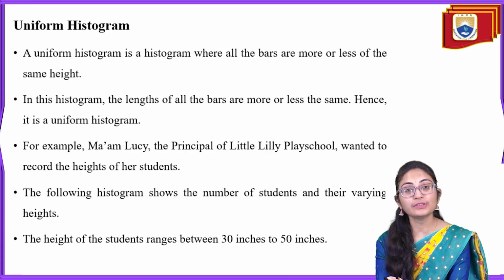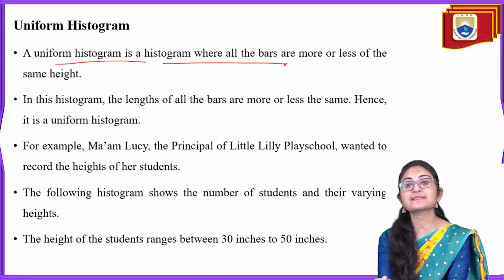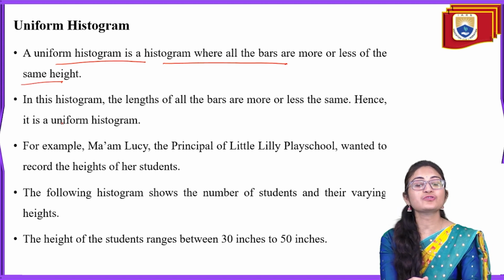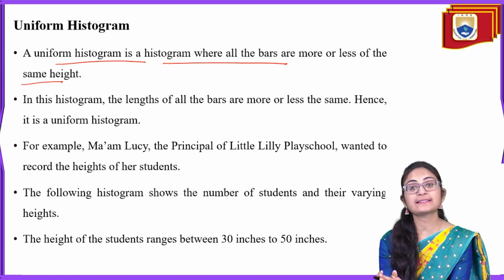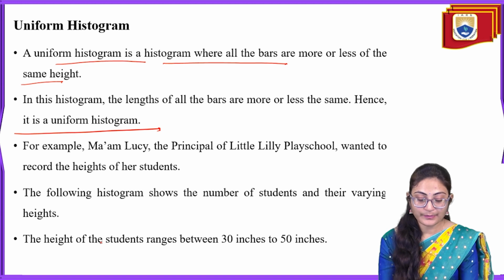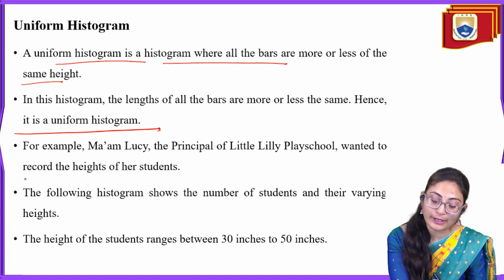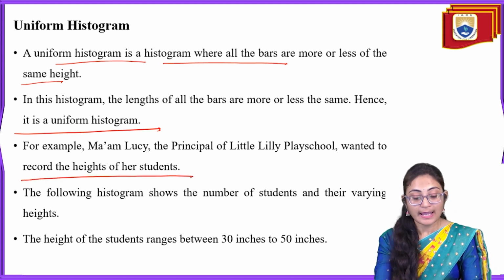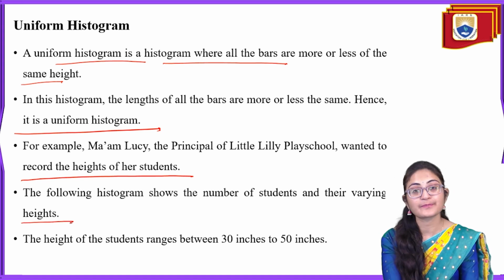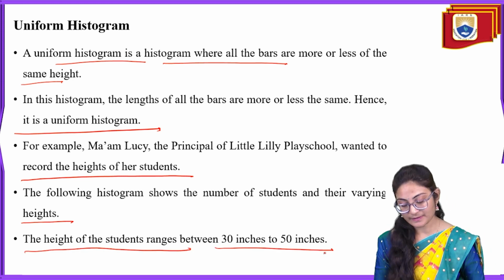Now, next one is the uniform histogram. The uniform histogram is a histogram where all the bars are more or less of the same height. In this histogram, the lengths of all the bars are more or less the same. Hence, it is a uniform histogram. For example, Ma'am Lucky, the principal of Little Lily Place School, wanted to record the heights of her students. The following histogram shows the number of students and their varying heights. The height of the students ranges between 30 inches to 50 inches.